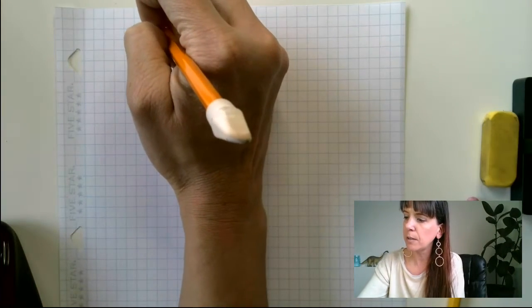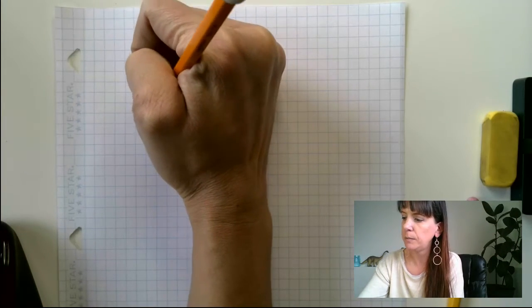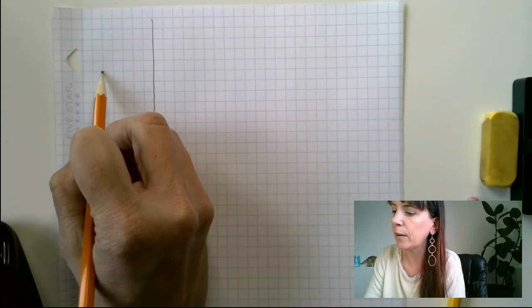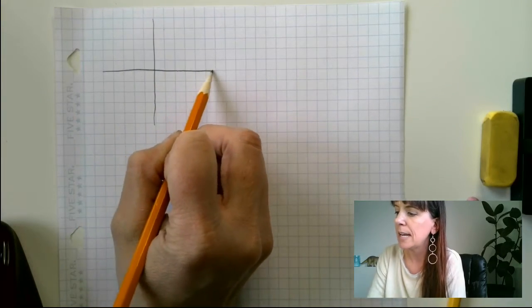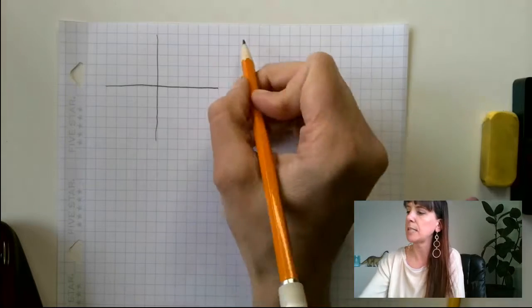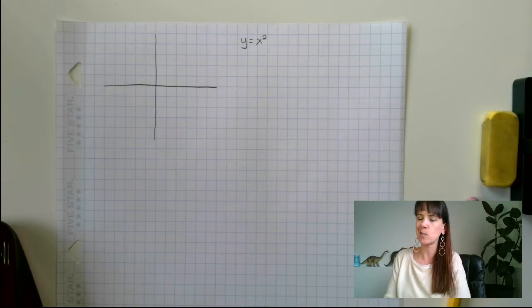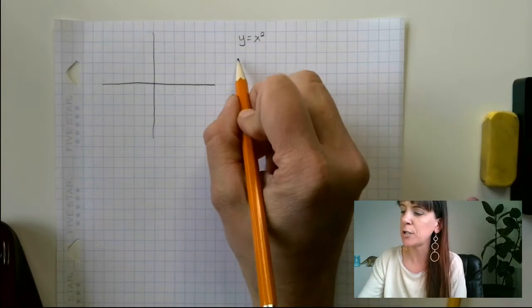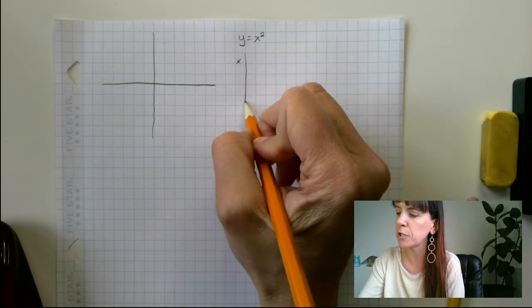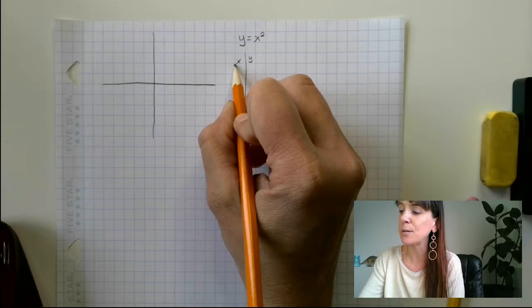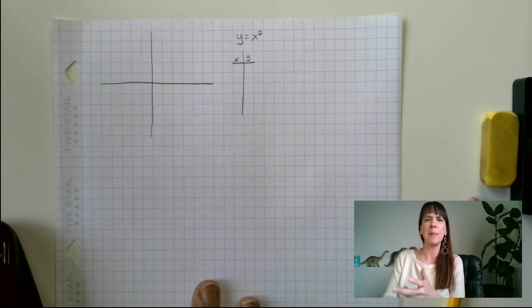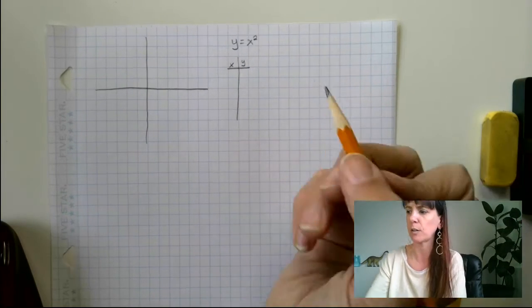So here's how we're going to go about doing this. We're going to talk about our parent graphs. The parent graph that we're going to be talking about today is y equals x squared. Now, you can always do an xy chart for graphing most of the time. I'm going to teach you an easier way to do this today, though, especially because math is all about patterns, and there are some patterns in here that are really neat.